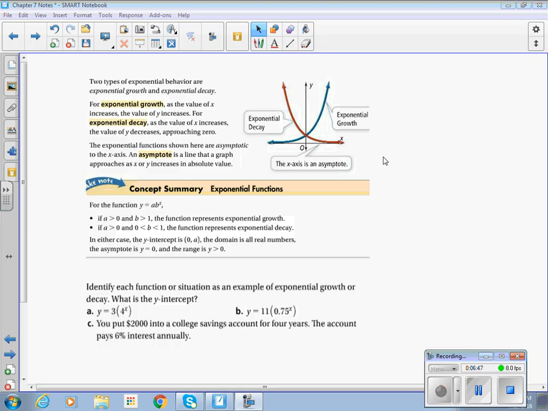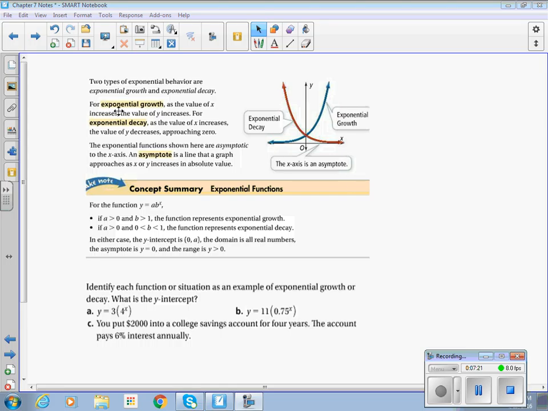All right, there are two types of exponential behavior. There's exponential growth and exponential decay. The way I remember it is growth grows, decay gets smaller. The x-axis is an asymptote because there is no value you can put in for x into a power that will produce a negative y value.